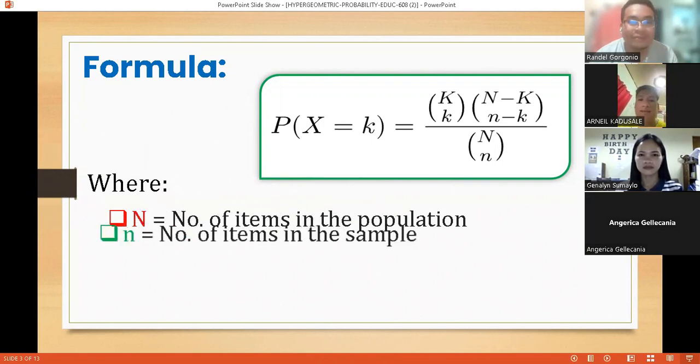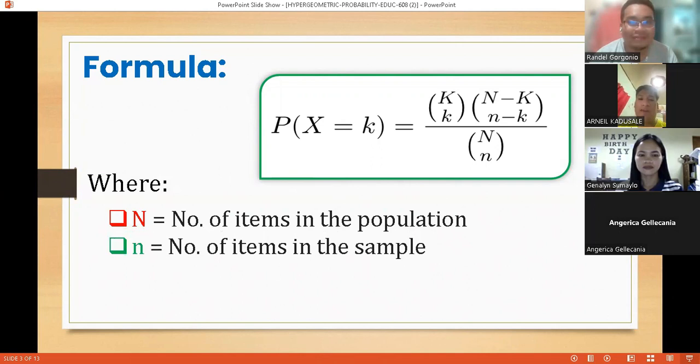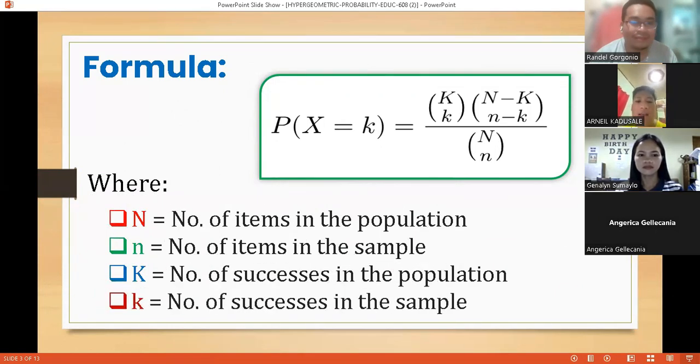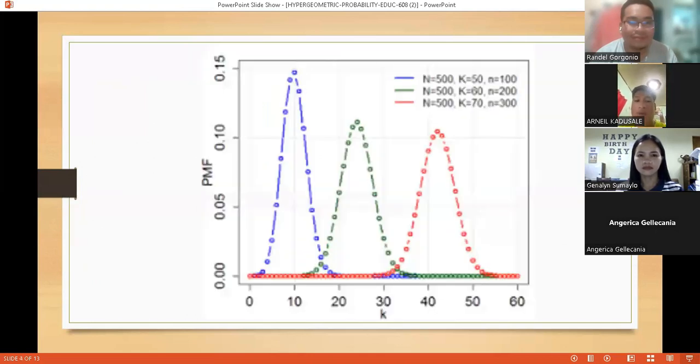The capital N stands for the number of items in the population, while the small n is the number of items in the sample. Capital K is the number of successes in the population, while the small k is the number of successes in the sample. This is the graph of the hypergeometric probability.